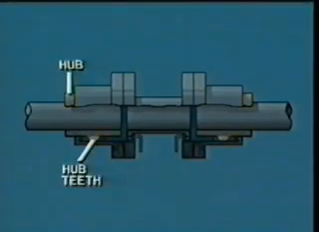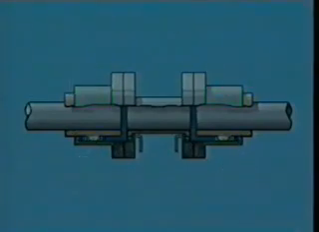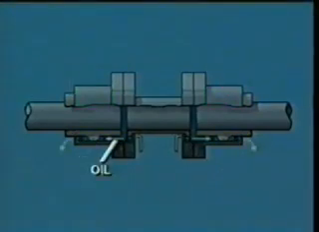External teeth on the hub of the coupling are free to rock back and forth or move axially within the internal teeth of the sleeve. Small couplings are sometimes grease-packed. Large, high-speed couplings use circulated lube oil.